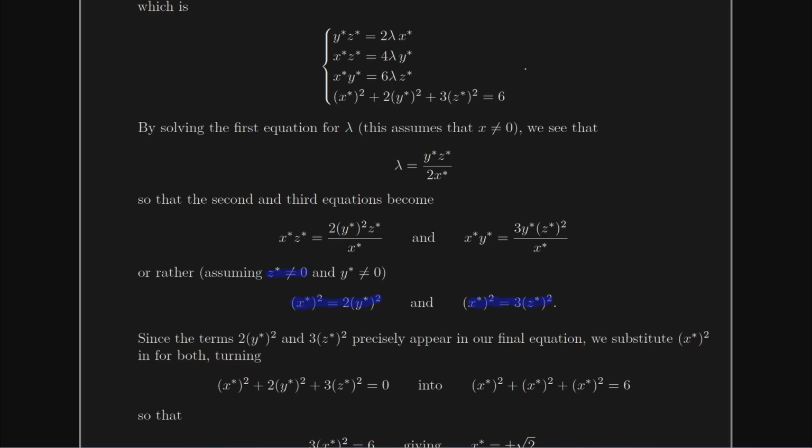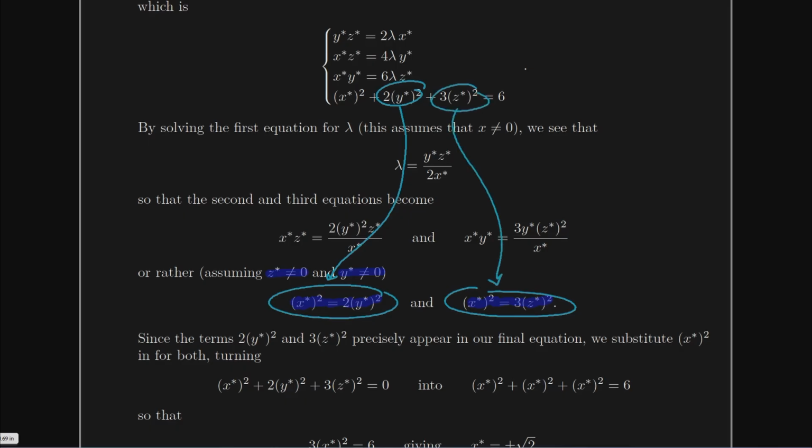So specifically in the case when those two numbers are non-zero, we've learned what x squared is in terms of both y and z, which means that this 2y squared is really playing the role of x squared, and this 3z squared is really playing the role of x squared.